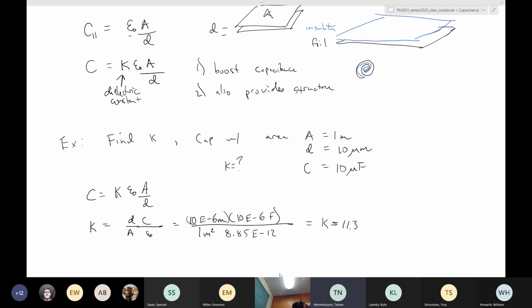Yeah, you may see this in your text as well, sometimes you see epsilon specified as just epsilon, not epsilon naught. And then this would mean that this is K times epsilon naught. So in order for this to have the same units, this K is unitless. Other questions?